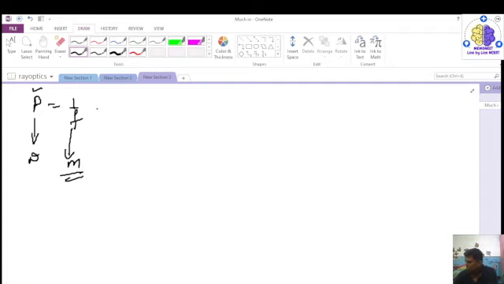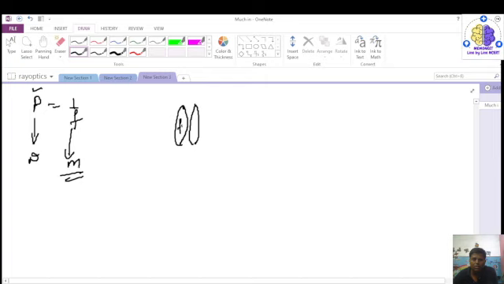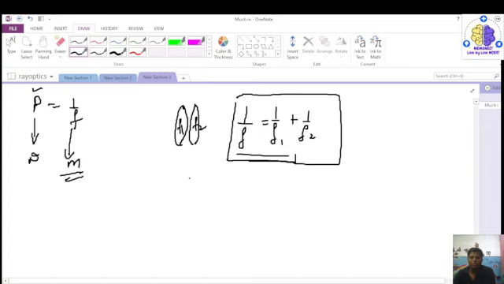Then comes your combination of lenses. If two or more lenses are combined together, suppose this is a convex lens and is being combined with another convex lens, focal length of this convex lens is f1 and for this is f2, then the resultant focal length f is given by 1 by f is equal to 1 by f1 plus 1 by f2, right? Again, the sign convention is important. This formula is valid for all kinds of combination, that is convex concave, convex convex, concave concave, right? For all types of combination this is valid.